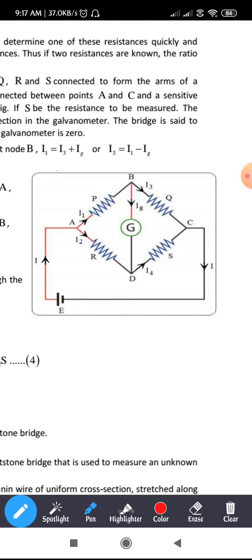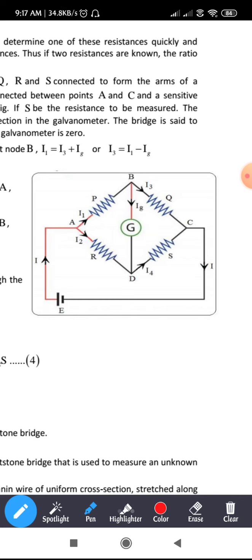Next, coming to node B, you can see that at node B the current gets split up again. The current flowing towards the resistance Q is denoted by I3. The current flowing through the galvanometer is denoted by Ig. Coming to node D, the current flowing through the resistance S is denoted by I4. After the terminal C, the current is equal to I itself.